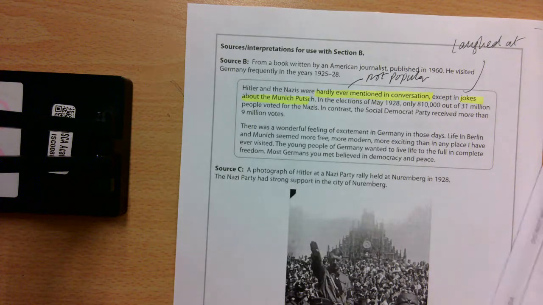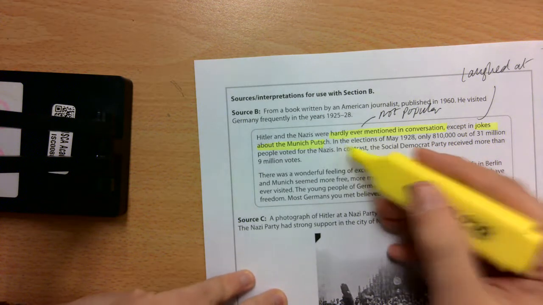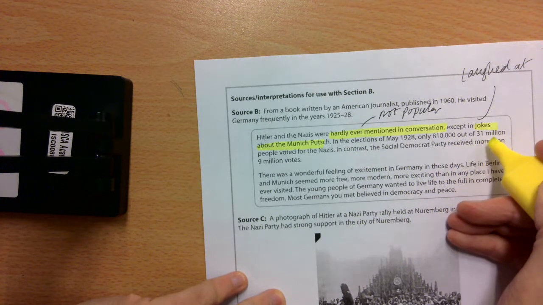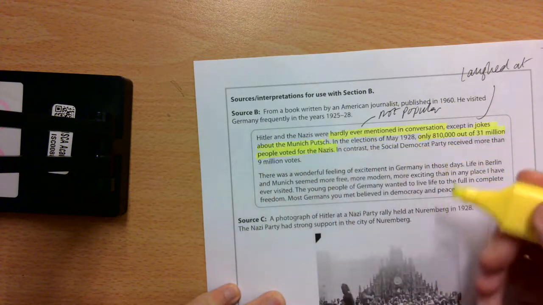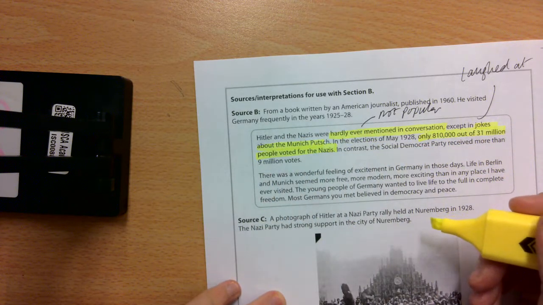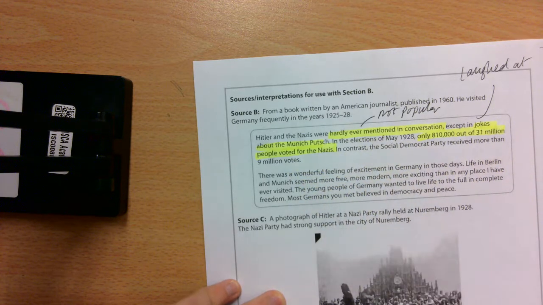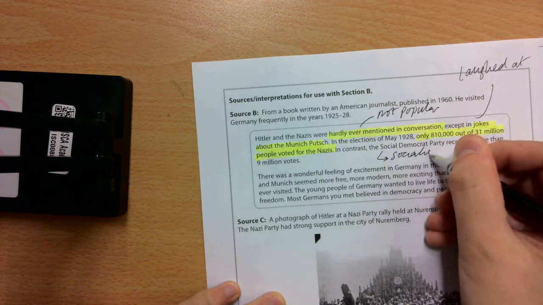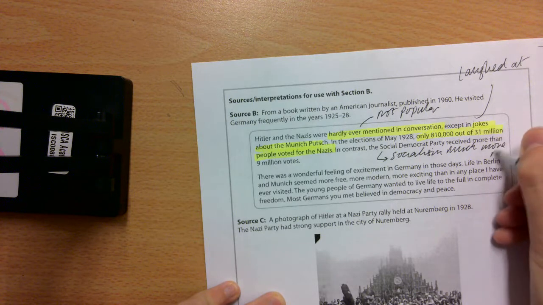Okay, let's carry on. It gives us some facts here, or what we think are facts. We'll have to decide that for ourselves. In the elections of May 1928, only 810,000 out of 31 million people voted for the Nazis. Again, that does not show popularity, does it? That does not show that people support them. In contrast, the Social Democrat Party received more than 9 million votes. Okay, so socialism is much more popular.